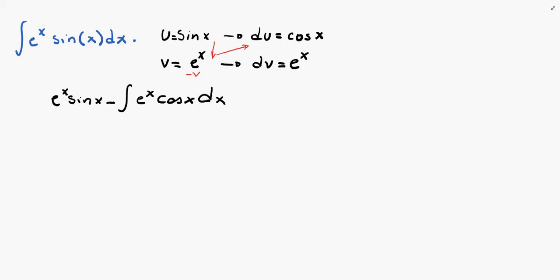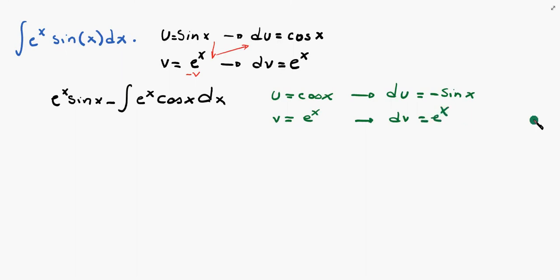In our second integration, we will let u be the cosine of x. Okay, this means the derivative of u here will be minus sine of x, and v is the exponential of x again, which means that its derivative will still be the exponential of x. As you can see, this part of our work is integrated already, so we're dealing with this one now.